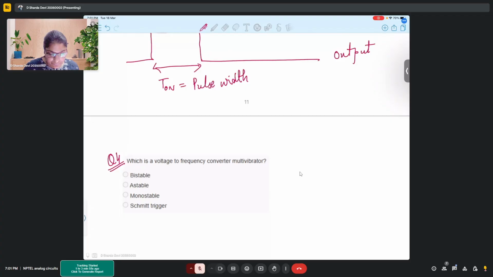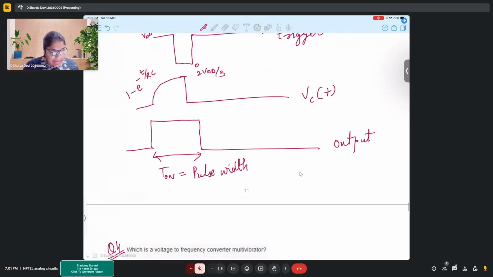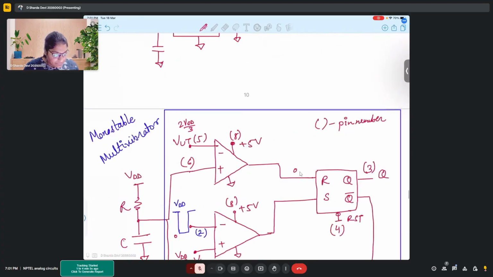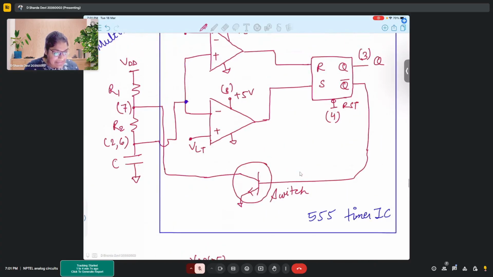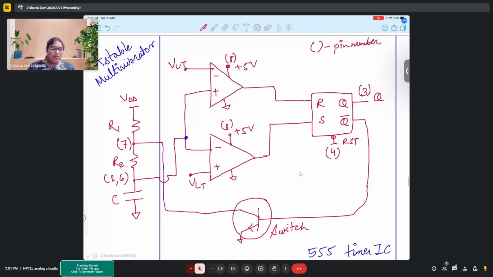Here, in the astable multivibrator, the charging and discharging of our capacitor depends on what is the supply, what is the VDD that you are providing, right? And if you change the VDD, based on that, the charging time as well as the discharging time will be changed. So if you have very high VDD, the charging would be faster.